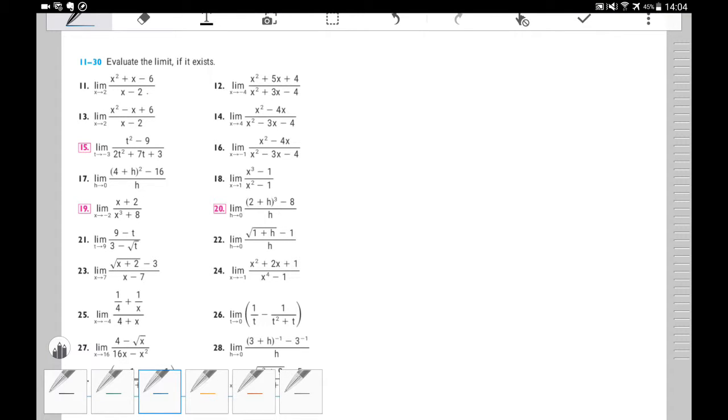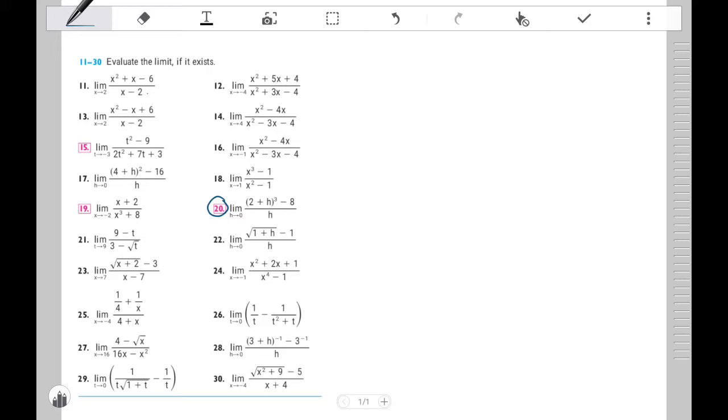This is a video about limits. Here we're going to solve question 20. We're looking at the limit as h approaches 0 of (2 plus h) cubed minus 8, all divided by h. Here we can see if h is 0, we pretty clearly have a math error. So in this one, what we need to do is try and simplify the top part.